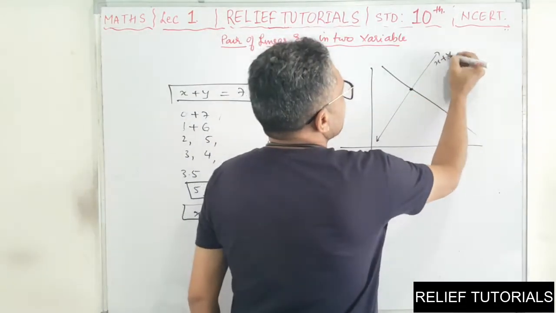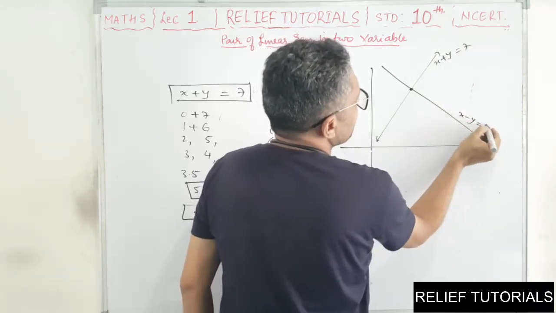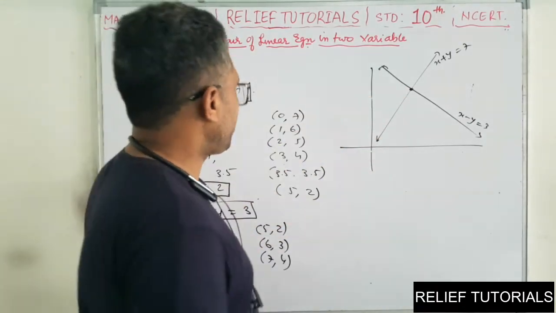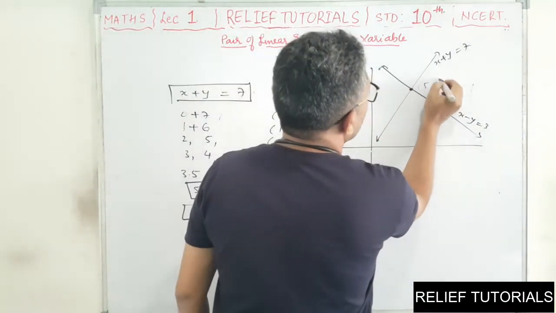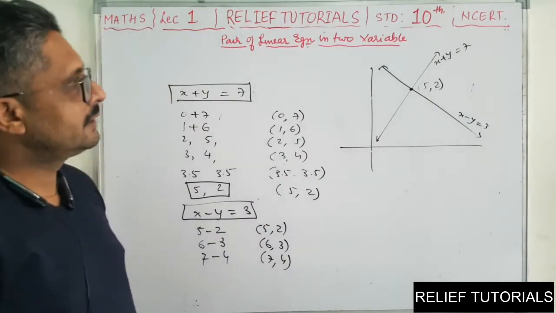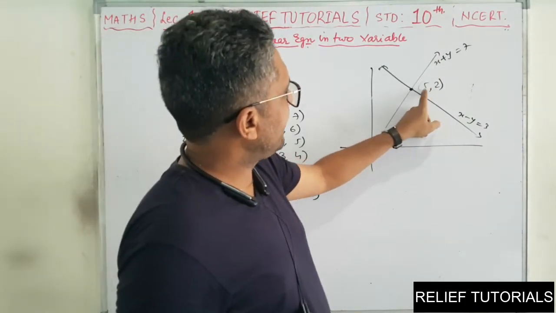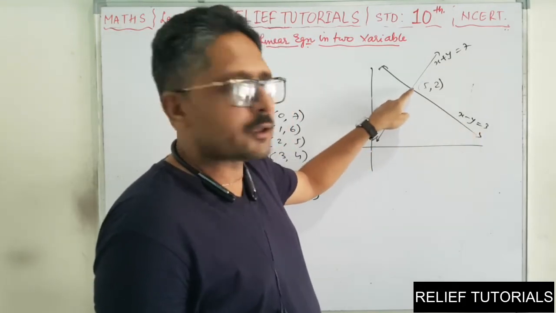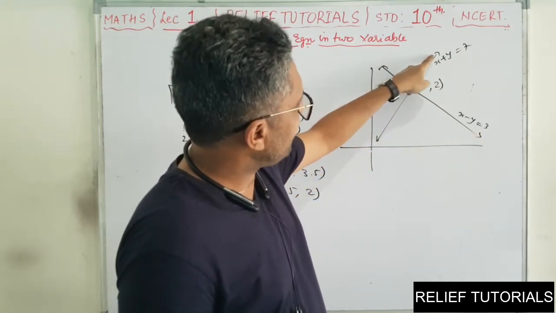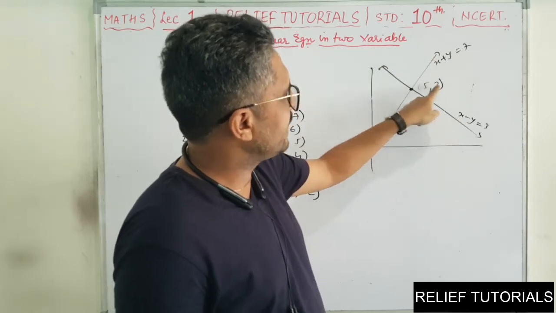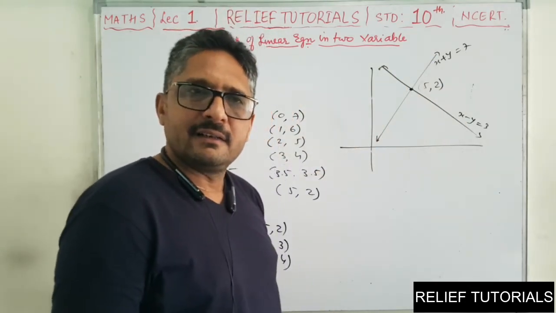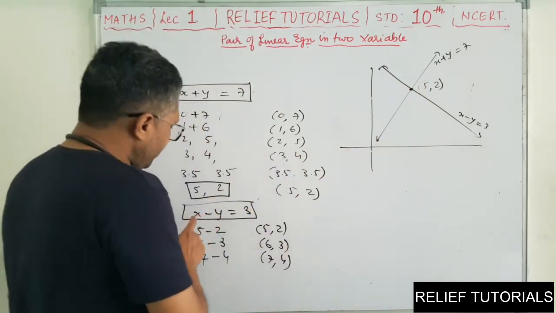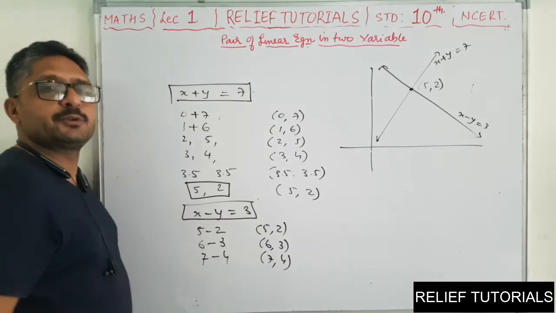See, this is x plus y equals 7 and this is x minus y equals 3. If you plot these two lines, there will be one point here. That point is nothing but 5, 2. See, 5 is x, this is y. 5 plus 2, 7. 5 minus 2, 3. So there is one point, 5, 2, which lies on both lines, that is x plus y equals 7 and x minus y equals 3. So this is called a unique solution, the solution of this pair of linear equations in two variables.